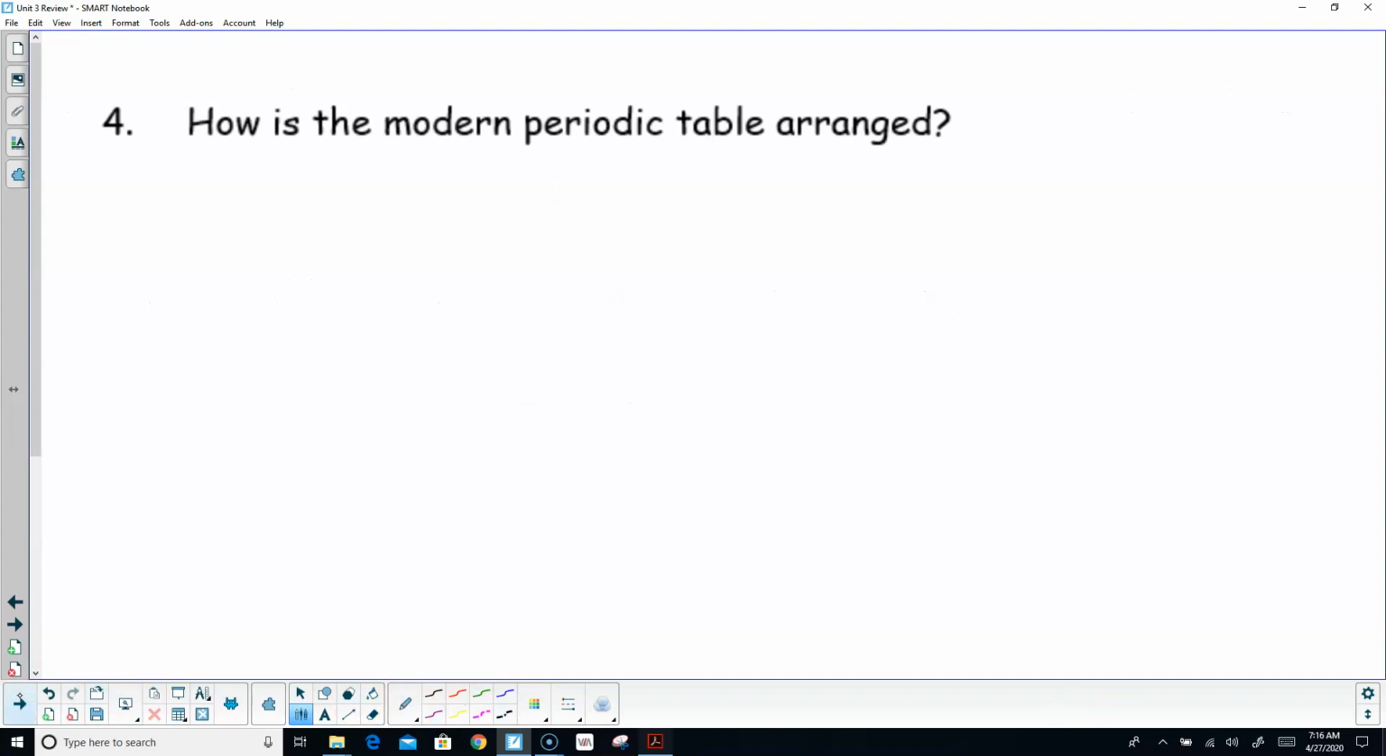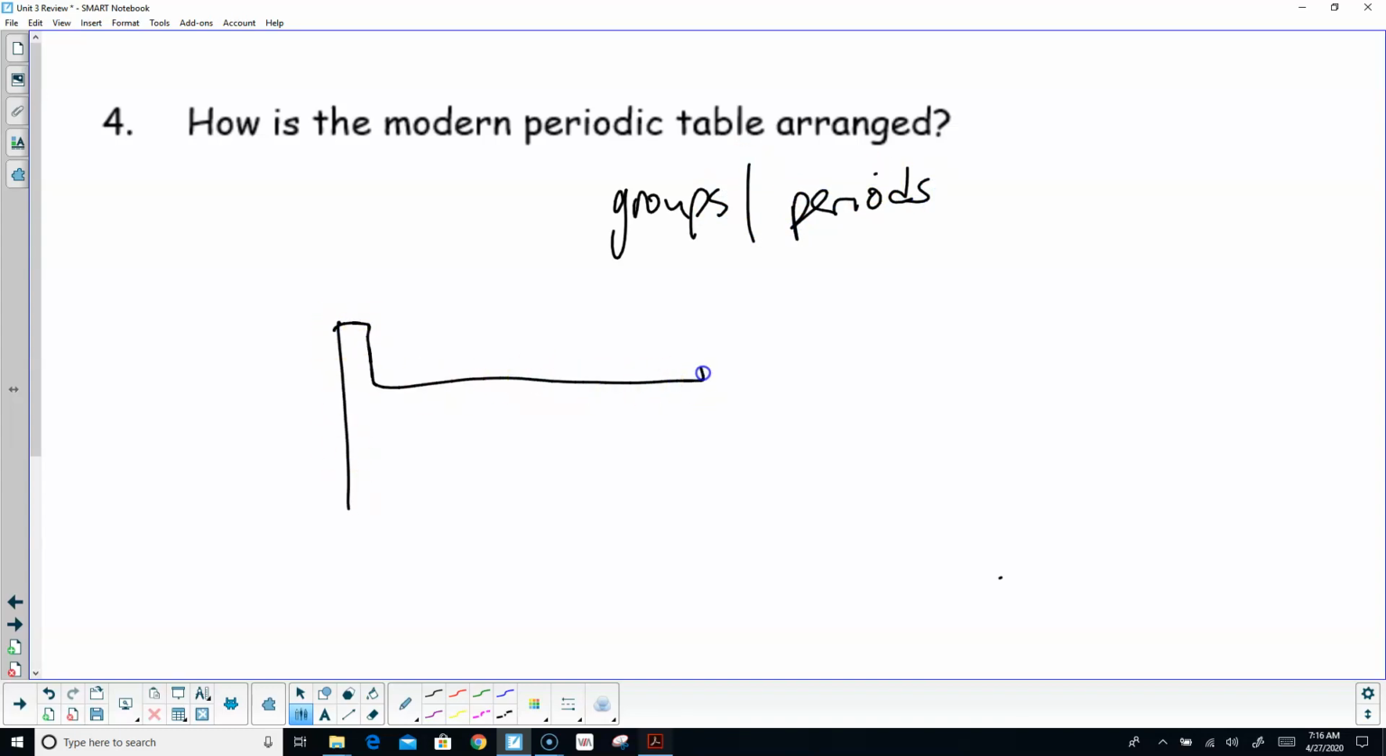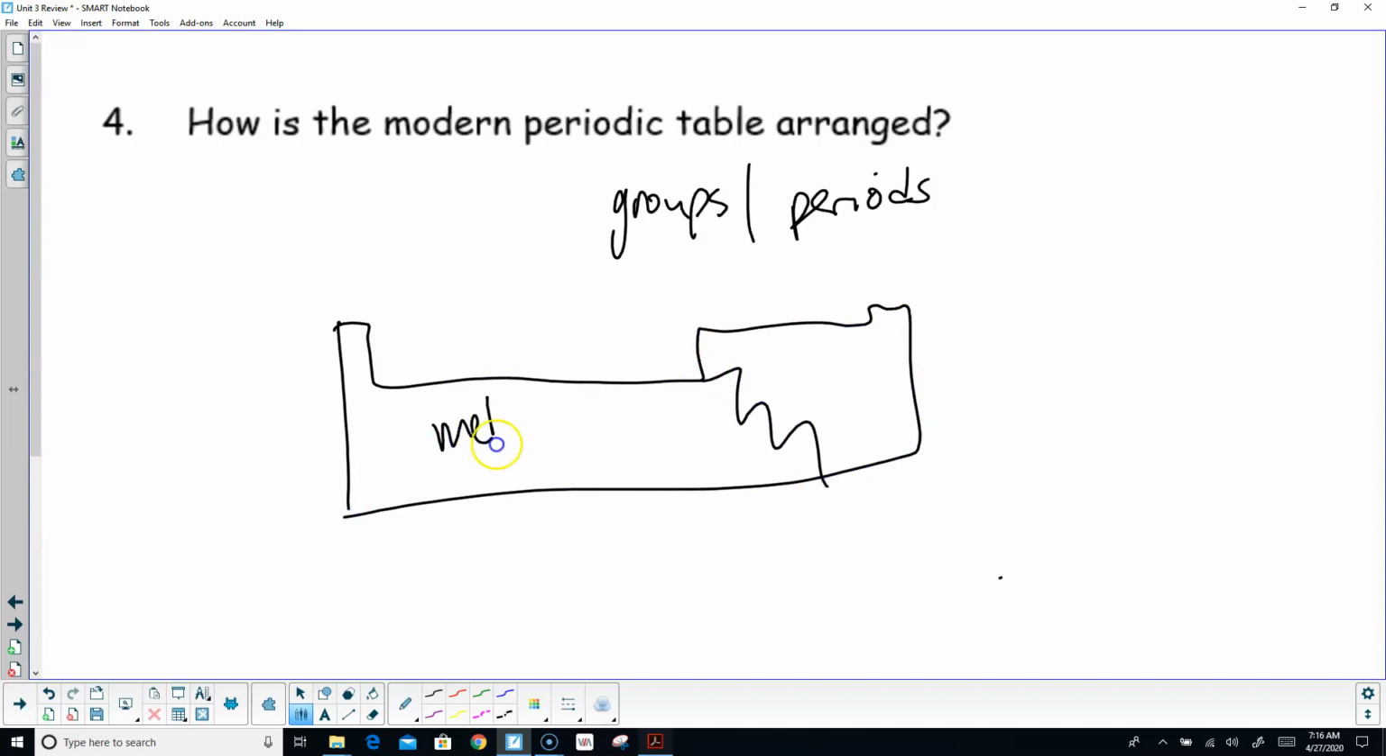How is the modern periodic table arranged? There are many ways you could answer this. You could say in groups and periods. You could also say metals are found over here to the left, non-metals are found here to the right, and touching that line are the metalloids. All kinds of things, but these are probably the most common answers. You could say in order of increasing atomic number. Many answers are correct for this one.